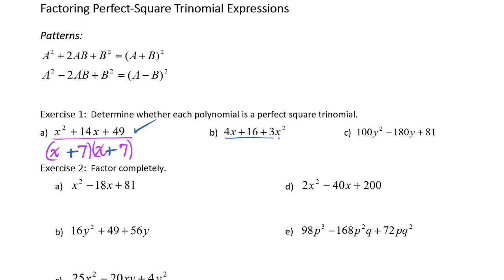Now let's look at the second. Notice that it is not in descending order of exponents, in which case we need to rewrite it that way.